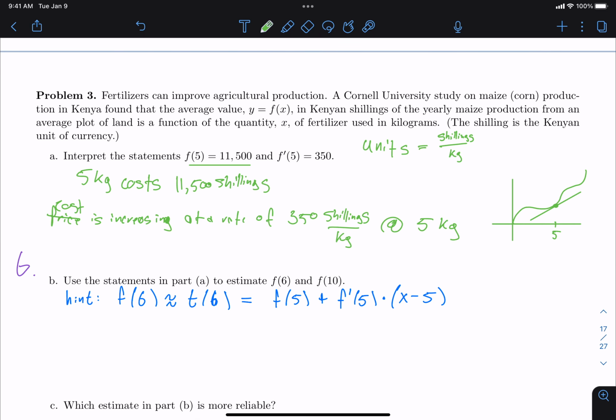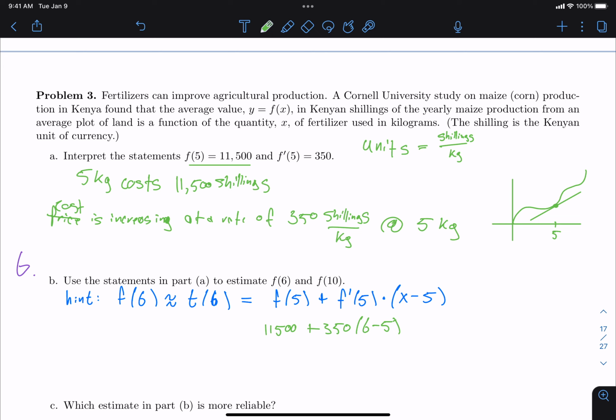So to do that, all we're going to do is come up with our tangent line formula, which is just 11,500 plus 350. And to do f of 6, I'm going to put 6 in for x, which is to say, I expect that the price of 6 kilograms is going to be the price of 5 kilograms plus, roughly speaking, the average or the instantaneous rate of change at which I'm experiencing at this current expenditure. Okay, which is to say I'm going to take 11,500 plus 350.